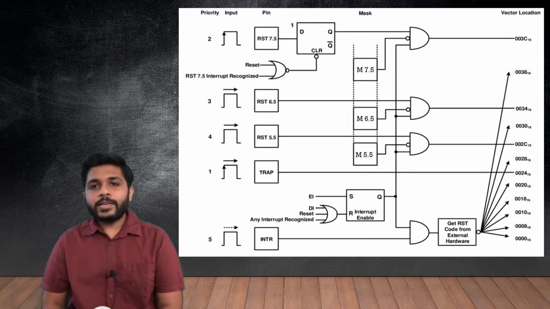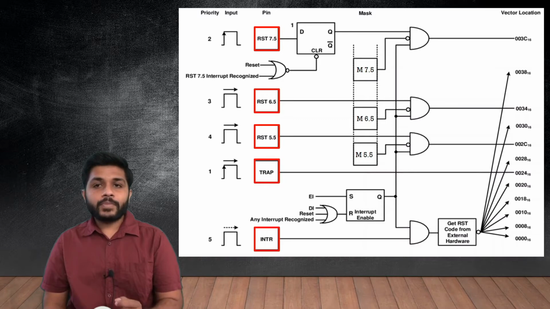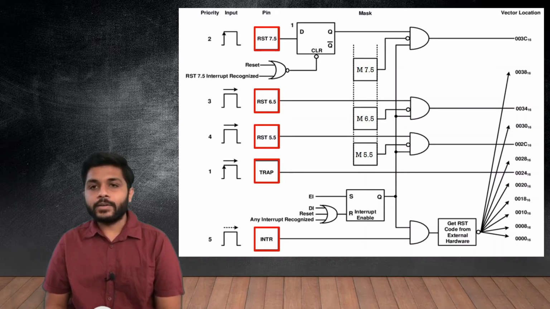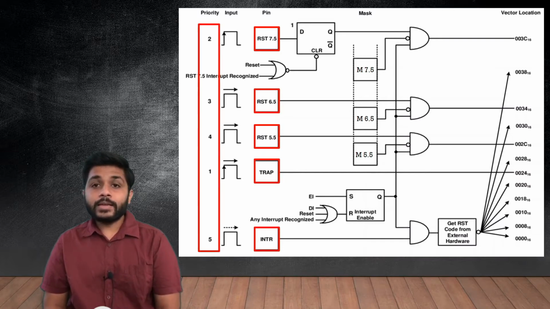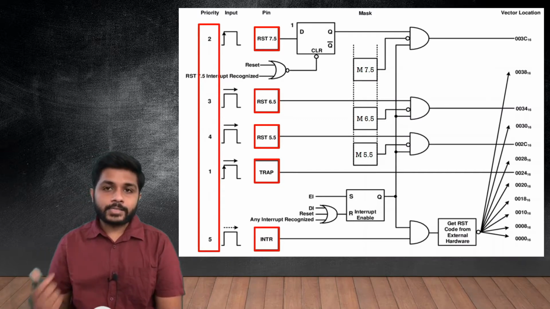Now for the microprocessor 8085, there are 5 interrupts which are trap, RST 5.5, RST 6.5, RST 7.5 and INTR. Now these all interrupts are having priority. Like trap is having the highest priority. Trap is known as highest priority and the non-maskable interrupt. But the remaining interrupts are maskable. And the priority of the remaining interrupt after trap is RST 7.5, then RST 6.5, then RST 5.5 and INTR.